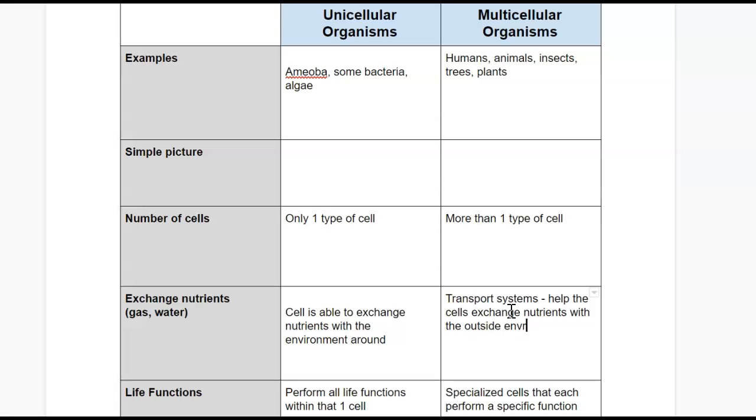What do we mean by that? Well, for example, when I breathe out, my lungs are not touching the environment, right? My lungs are inside my body, so my lung cells can't just get out that carbon dioxide. I have to have a transport system. What is that transport system? My lungs breathe it out, it goes up through my trachea, and goes out through my nose. That respiratory system is part of that transport system that helps the cells exchange nutrients with the outside environment.